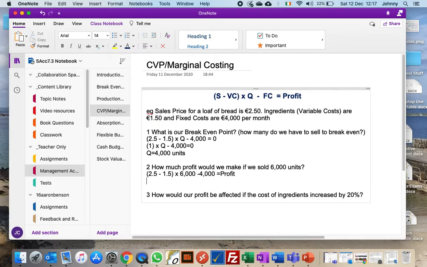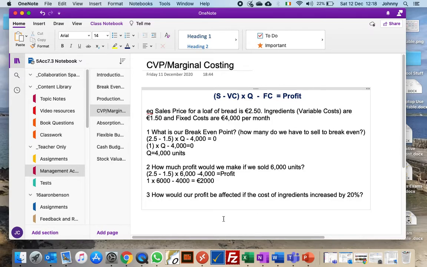So that means we end up with 1 multiplied by 6,000 minus 4,000 equals 2,000, and that 2,000 profit, I have to label it, so that's euros. It's not units, it's euros. Profit is in money terms. So we'd make 2,000 profit if we made and sold 6,000 units.